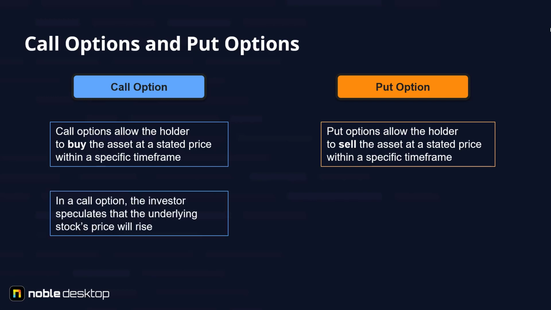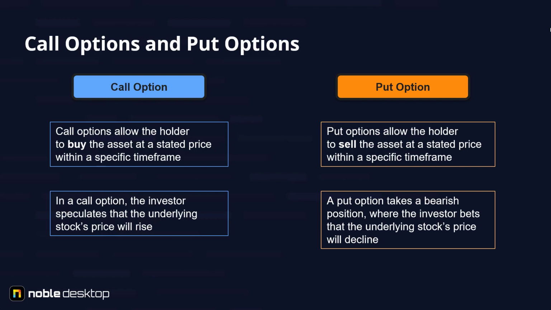In a call option, the investor speculates that the underlying stock's price will rise. A put option takes a bearish position where the investor bets that the underlying stock's price will decline.